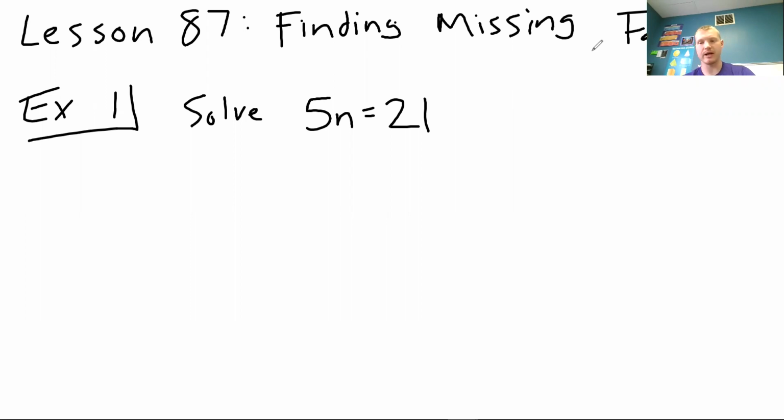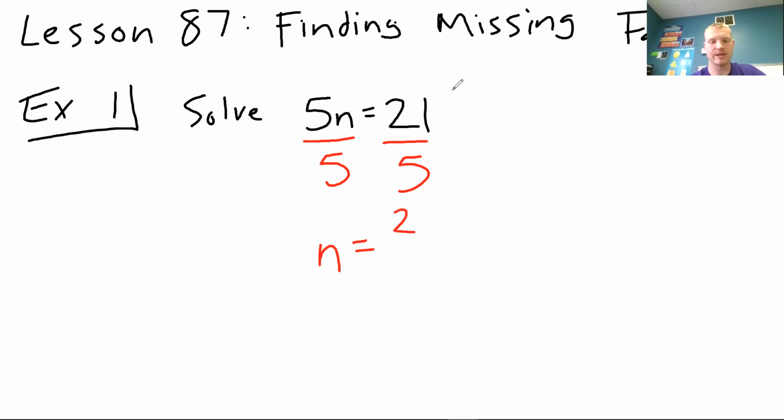So what we are doing here is finding what this letter n is. So what does that equal for this situation to be true? So what we're going to do is divide both sides by 5 to solve for n. So n will equal 21 over 5. And the way I was able to get that is 5 divided by 5 just equals 1. So those 5s cancel out, and we are left with 21 divided by 5.